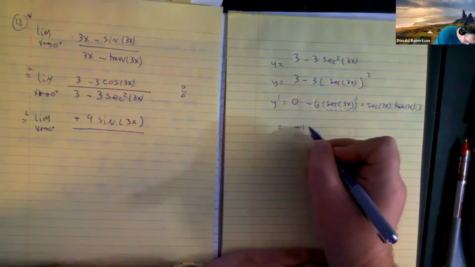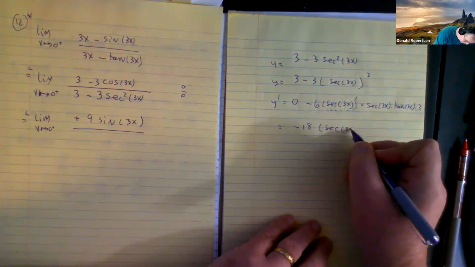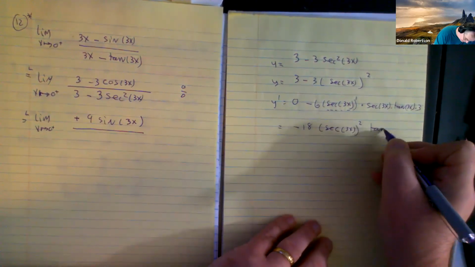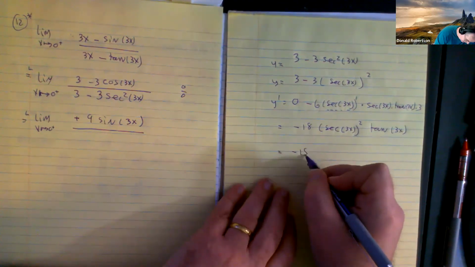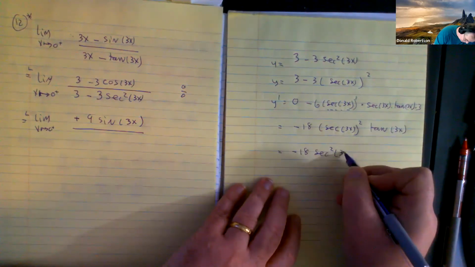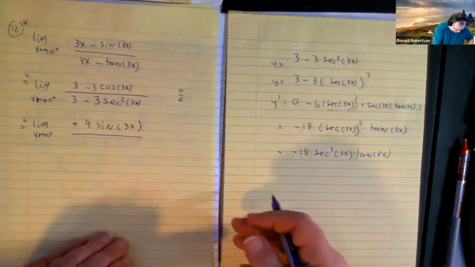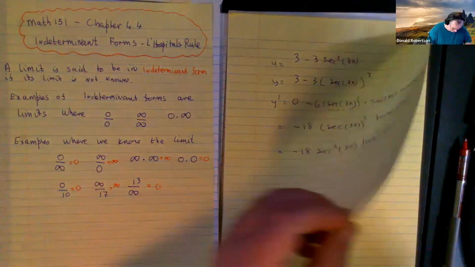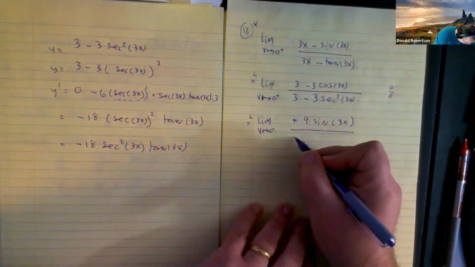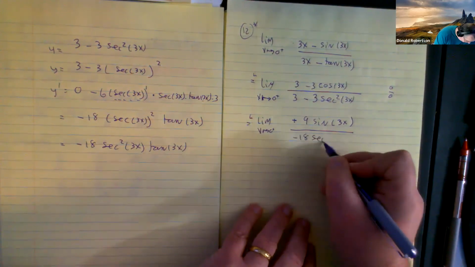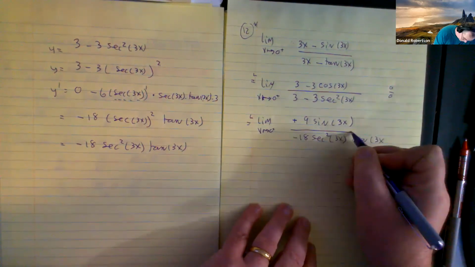So you end up with negative 18 secant of 3x squared tangent of 3x. And that ends up being negative secant squared tan 3x. Wow, it's messy. Let's put it together. And I've got this fella, and then I've got negative 18 secant squared 3x tan of 3x.